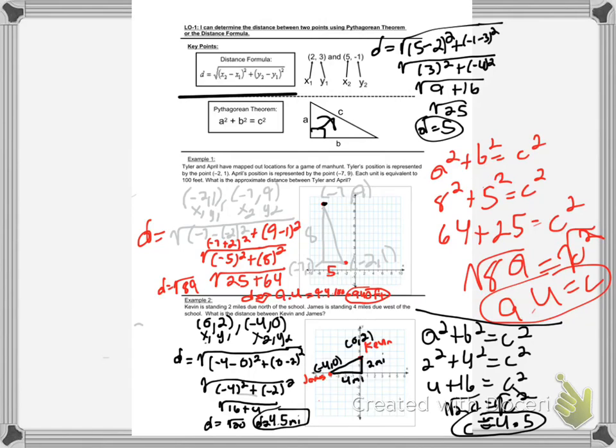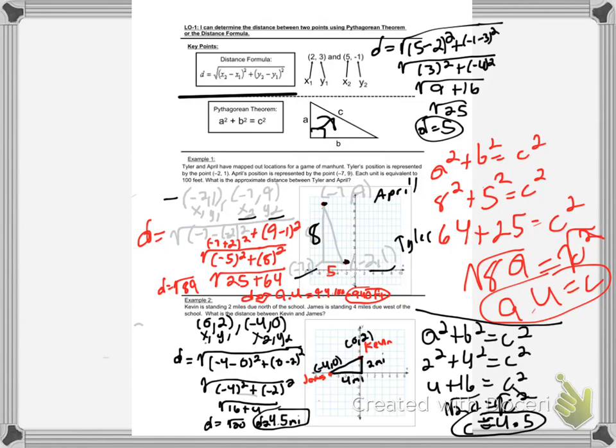So what I've done is I've marked where Tyler and April are. I've counted off the distances here, and I've labeled my points. I know this up here is April, and down here is Tyler. So I got my 2 points, -2, 1, and -7, 9. Put them in my distance formula. My x2 is -7 minus x1, which is -2, squared, plus 9, my y2, minus my y1. I'm using my distance formula at the top.